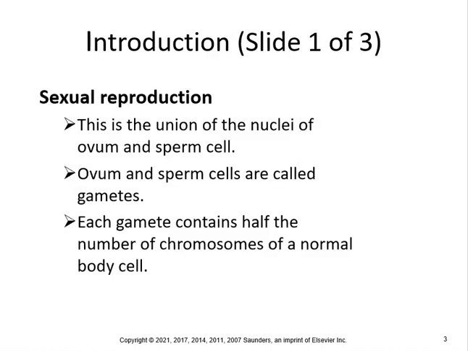But so the introduction: sexual reproduction is the union of the nuclei of the ovum and the sperm cell. So ovum is the egg. Ovum and sperm cells are called gametes. Each gamete contains half the number of chromosomes of a normal body cell. Remember, you have 46 chromosomes, so you get 23 from mama and 23 from papa.